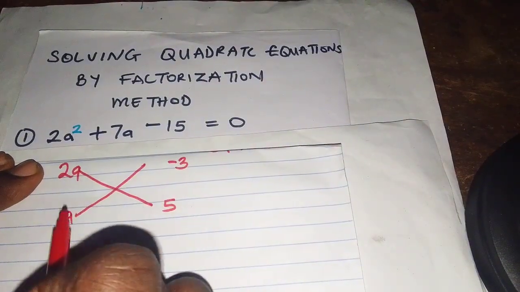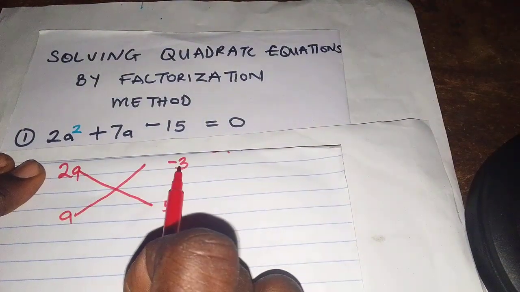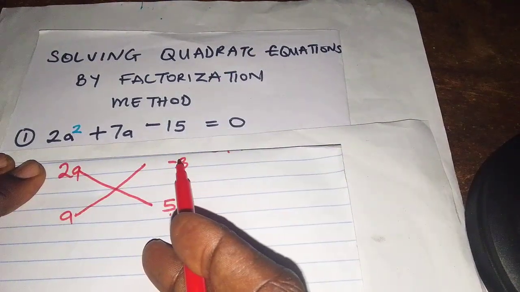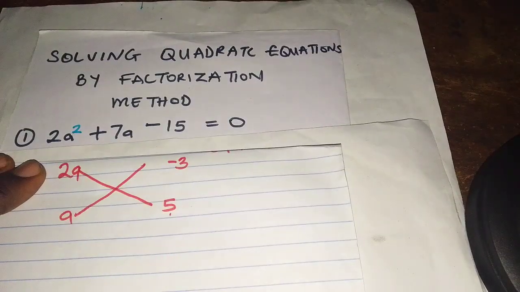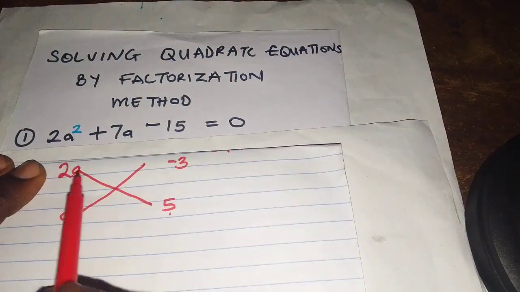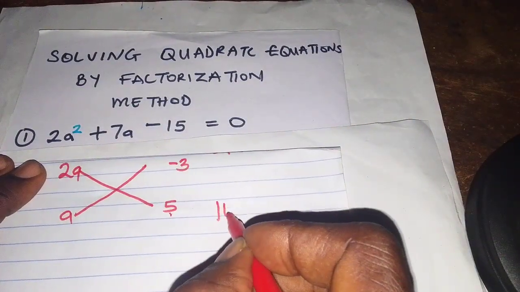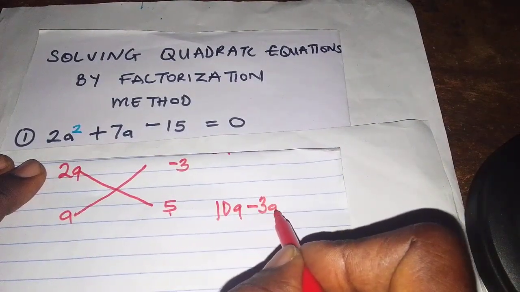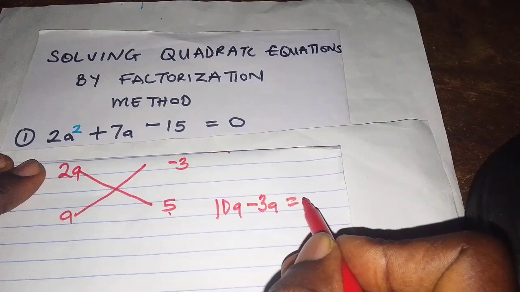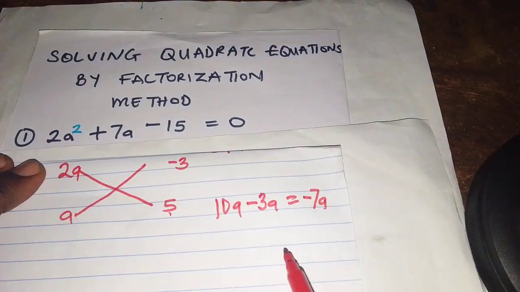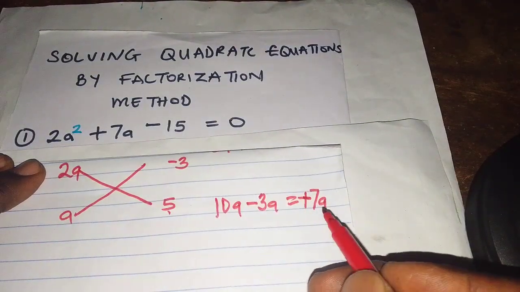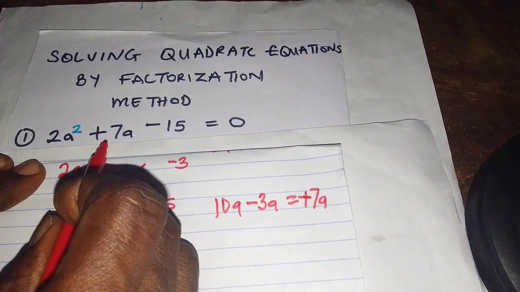So 2a times a will give me 2a squared. Minus 3 times 5 is minus 15. So I've interchanged this 5 and 3. Let's check if it will work out. This 2a times 5 will give me 10a. A times minus 3 will give me minus 3a. 10a minus 3a is what? Plus 7a. That's plus 7. So that means that gave me what is in the middle.